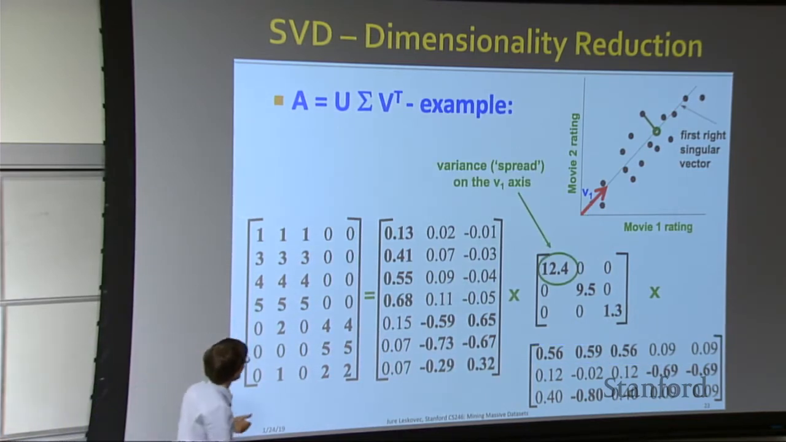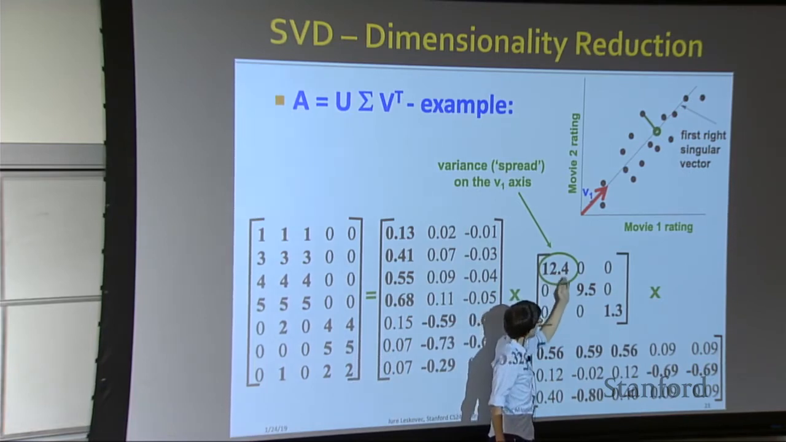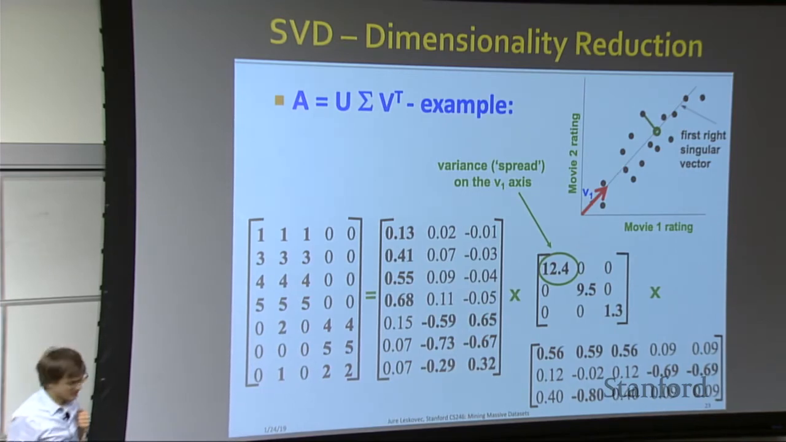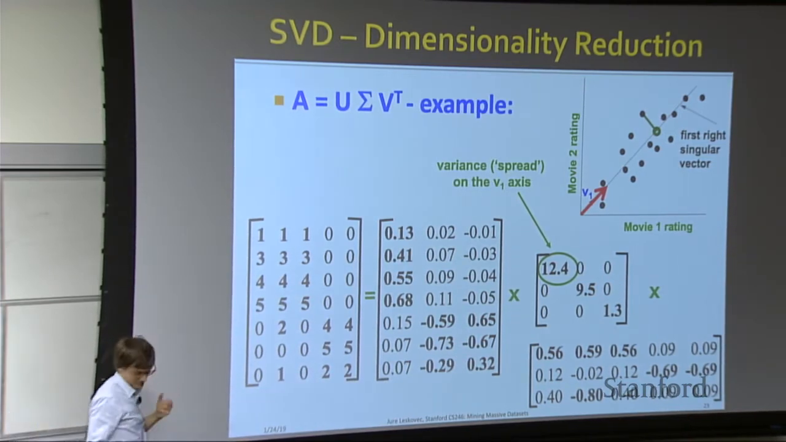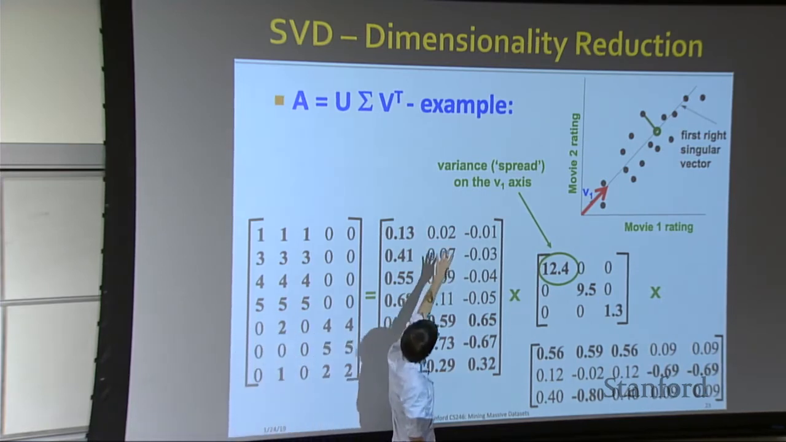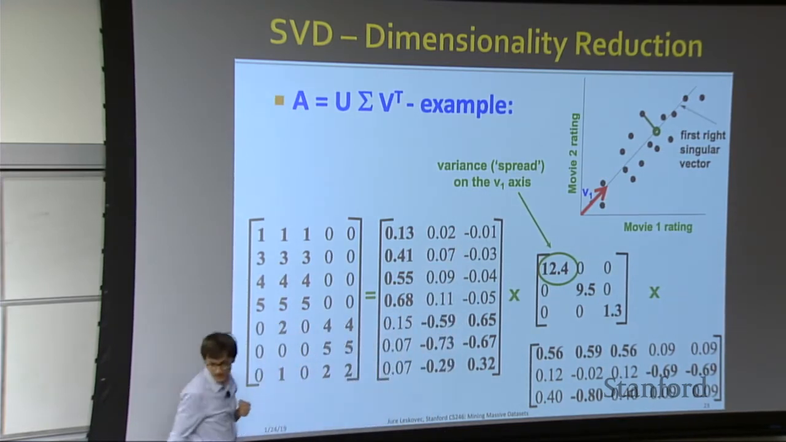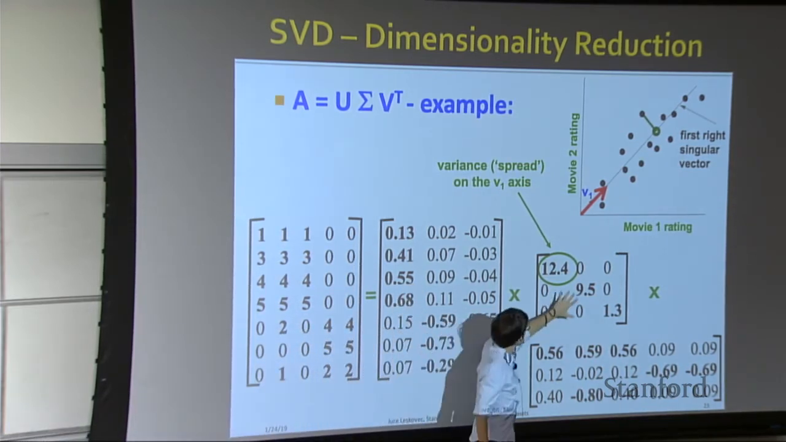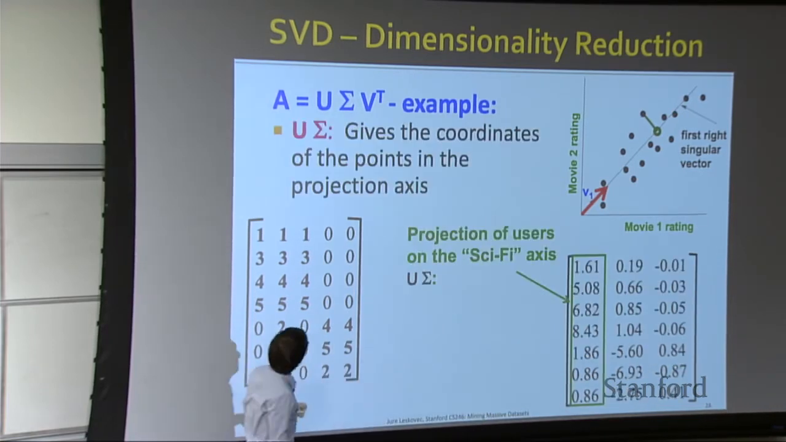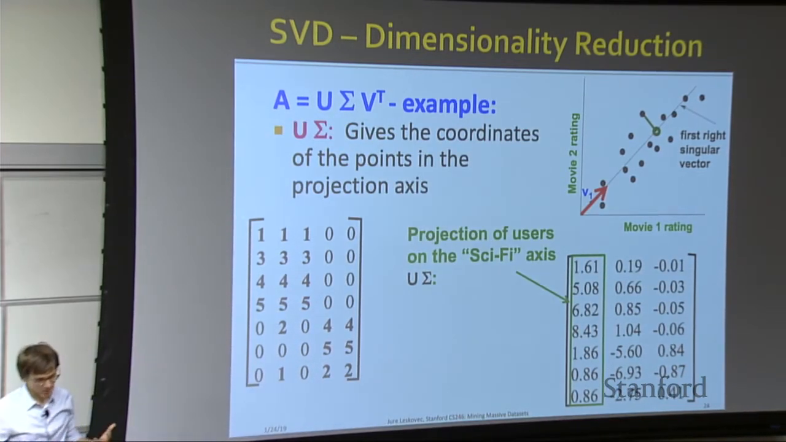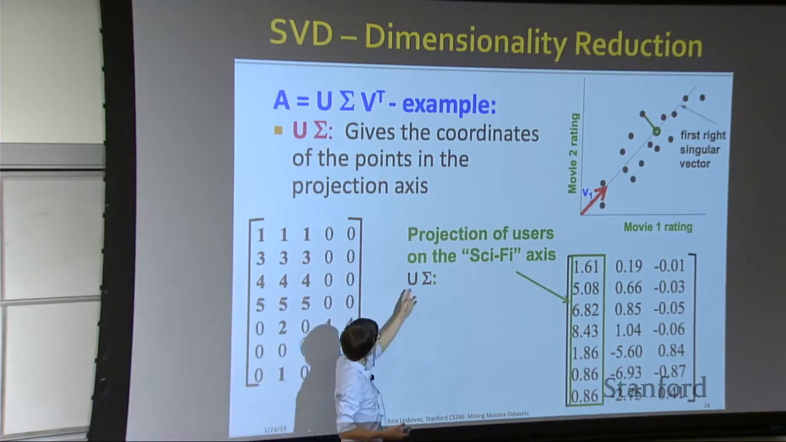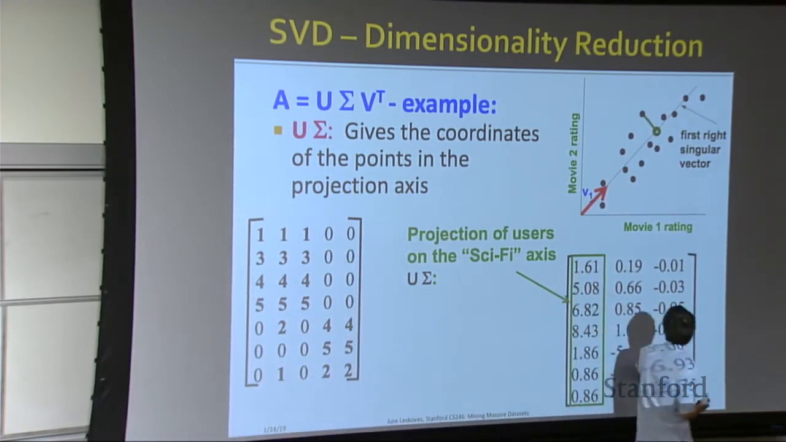So as we said before, the magnitude of the singular values tells me the variance along that dimension. So one sensible strategy: now that we have the variance that tells me the spread along a given axis, I can take my user to concept matrix and multiply it with my sigma matrix, right? And if I do that, the coordinates I get are now the projection of the points on my projection axis, right? So if I take U times sigma, here is the matrix I get, right?